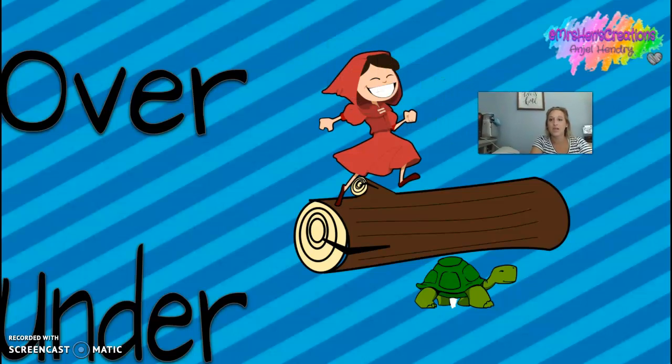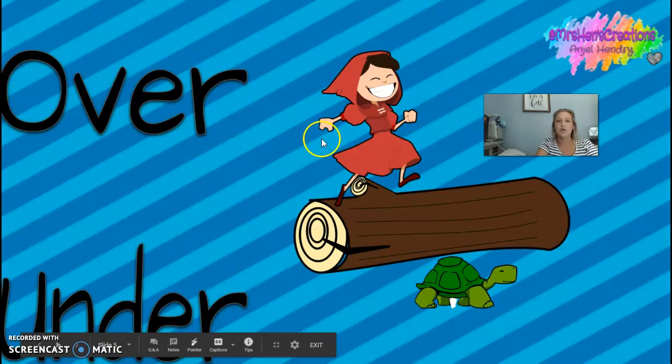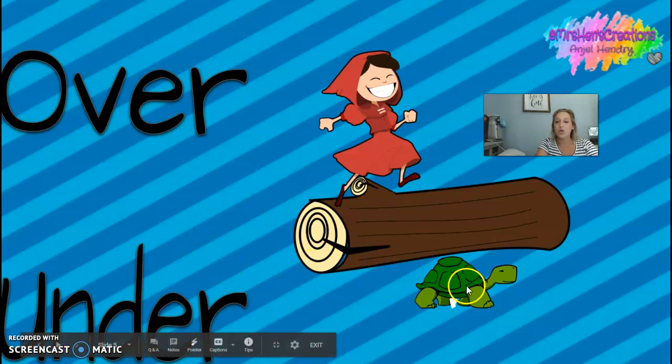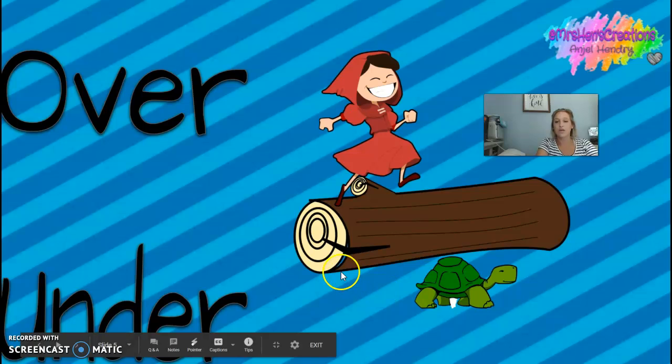All right, here's another one. Over and under. So look at Little Red Riding Hood. She's going over the log. And then Mr. Turtle here is going under the log. So Little Red Riding Hood's going over the log and the turtle is going under the log. Good.